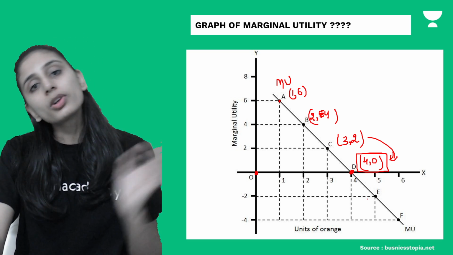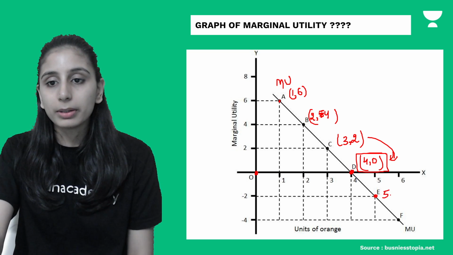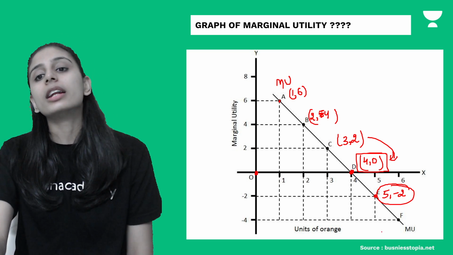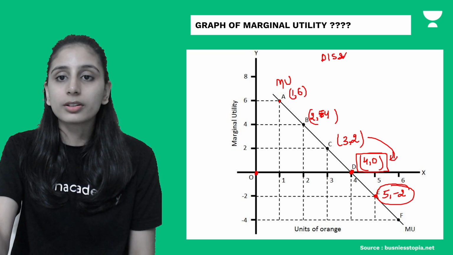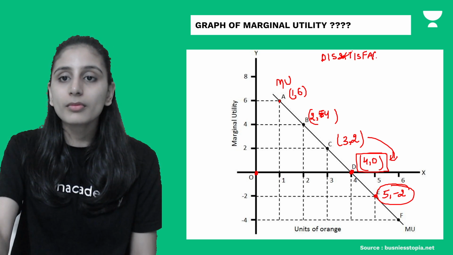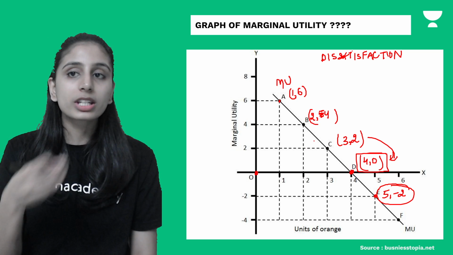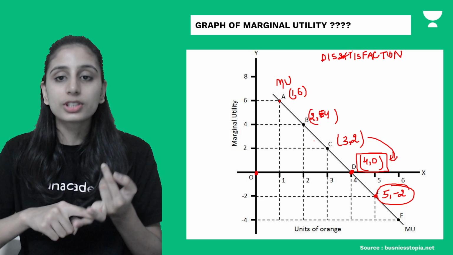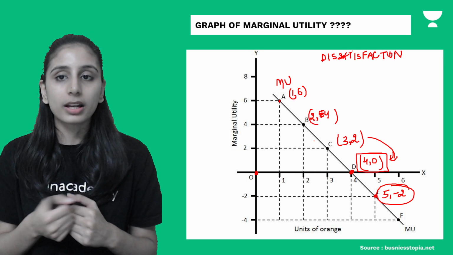If I still keep on consuming, for example after the fourth apple I consume a fifth apple, then my utility will be negative. What does that mean? That this will give me dissatisfaction. Till when my marginal utility was positive, I was getting some amount of satisfaction, even though it was decreasing: 6, then 4, then 2, then 0. But after the MU becomes negative, I start getting dissatisfaction.